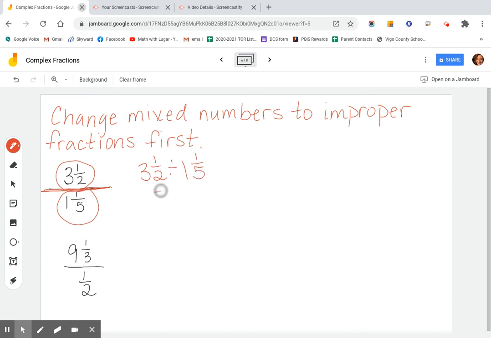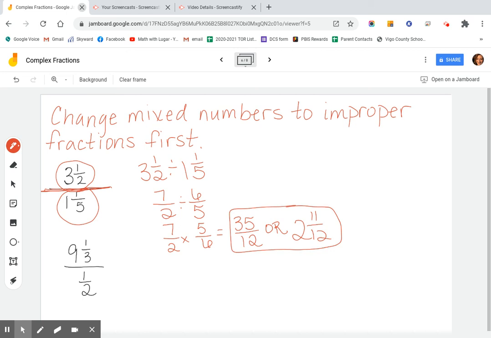But this is really 7 over 2 divided by 6 over 5. Then I need to keep it, change it, and flip it. Nothing reduces on this one, so just multiply across and across. 35 over 12 is okay, or 12 goes in there 2 times with 11 leftovers. Okay, so you know what I'm going to say. Hit pause and try the next one, and then resume the video, and we'll see if we match.